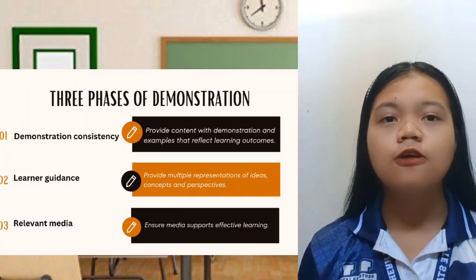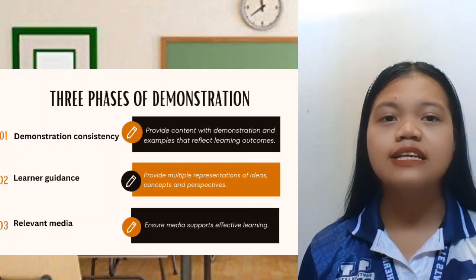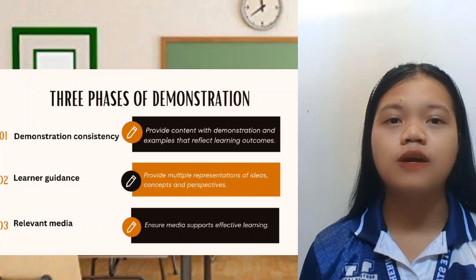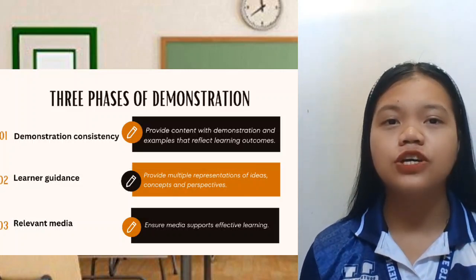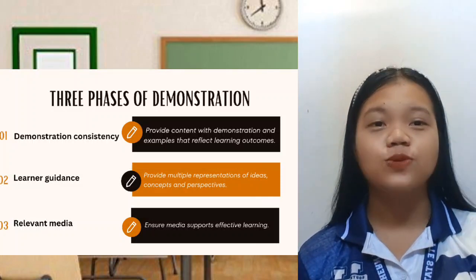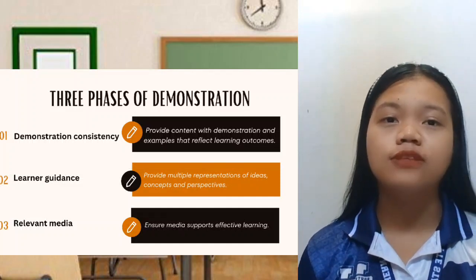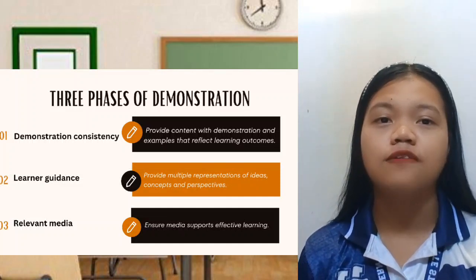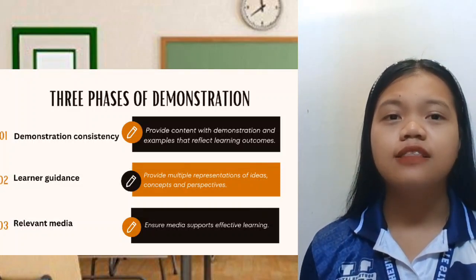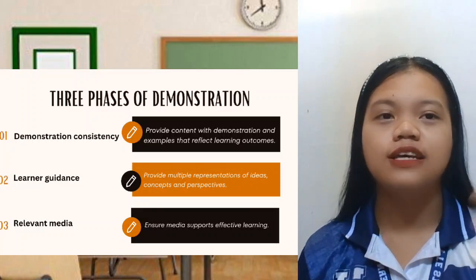This phase focuses on providing content that includes demonstrations and examples aligned with the learning objectives. The teacher demonstrates the process of seed germination by showing a time-lapse video of a seed sprouting and growing into a plant. This visual demonstration aligns with the learning outcome of understanding the stages of plant growth and development. Through this, learners can better grasp and apply the new knowledge.